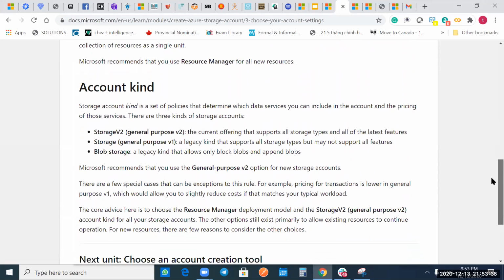Okay, so let's talk about the account types. Please only worry about Storage V2. Anything that is V1 is already disregarded in the exam, so you don't need to worry about V1.